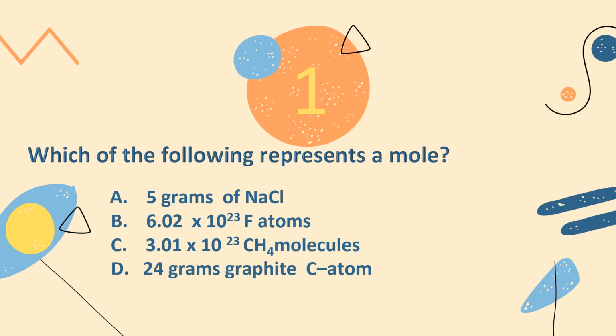A. 5 grams of NaCl. B. 6.02 times 10 to the 23rd F atoms. C. 3.01 times 10 to the 23rd CH4 molecules. And D. 24 grams graphite C atom.